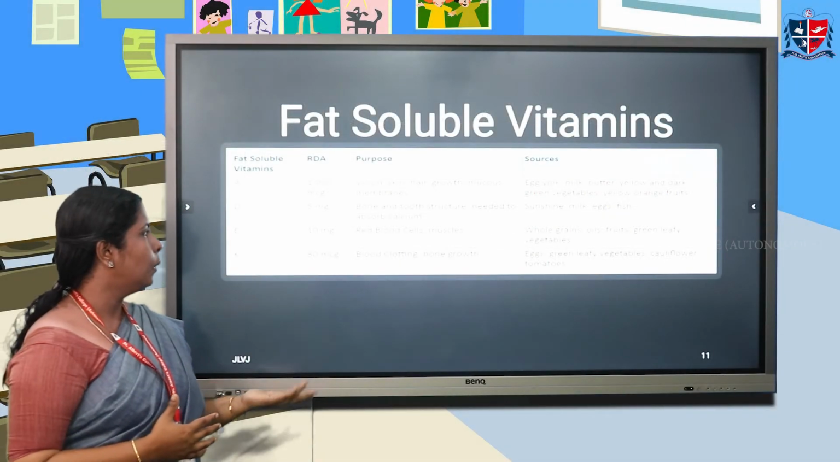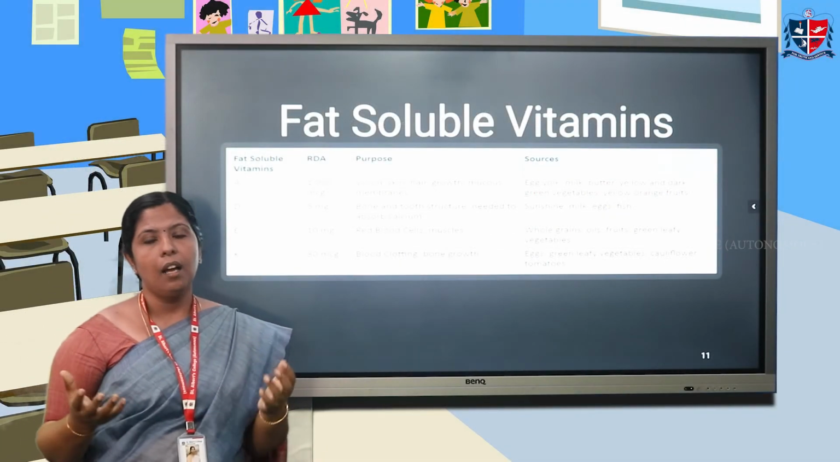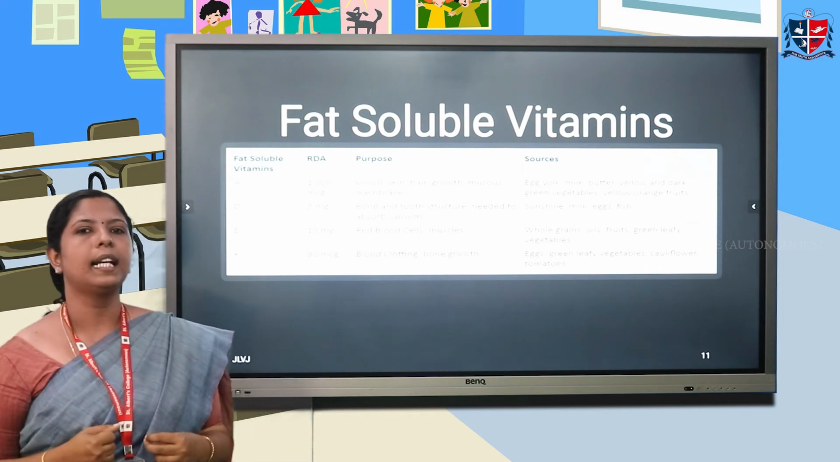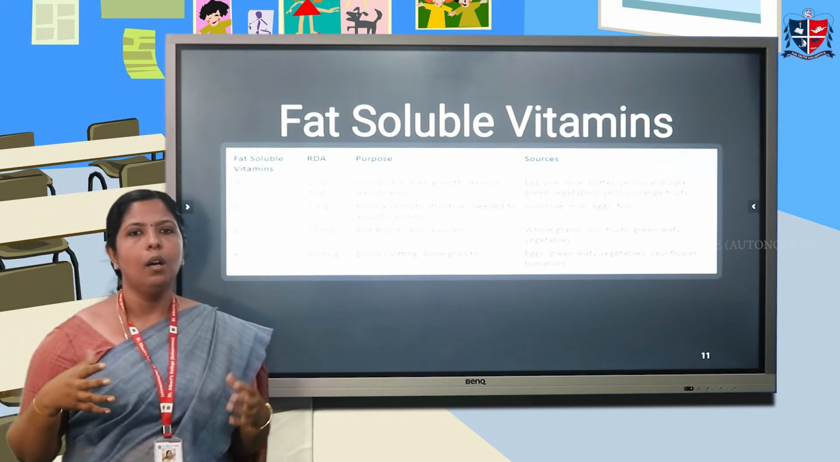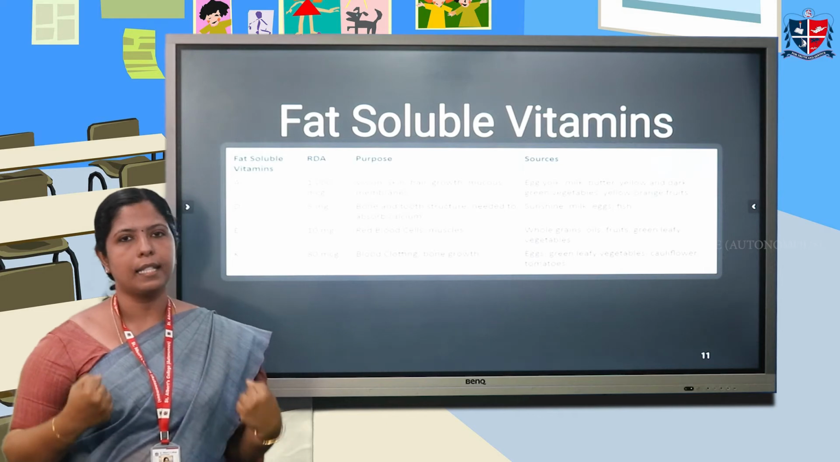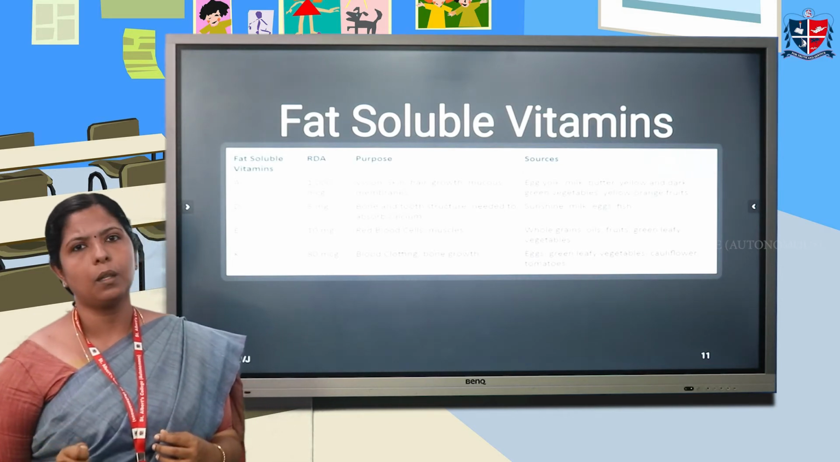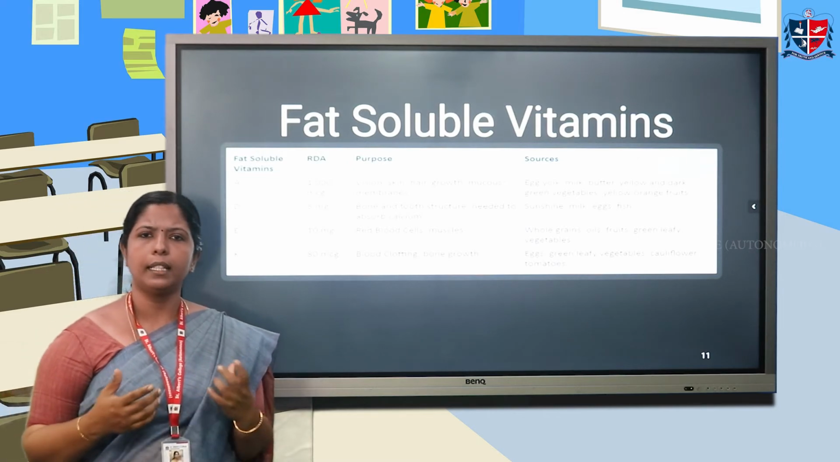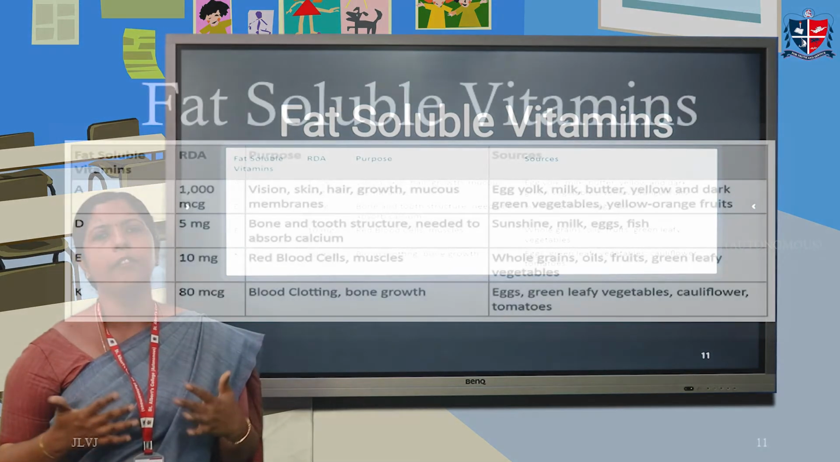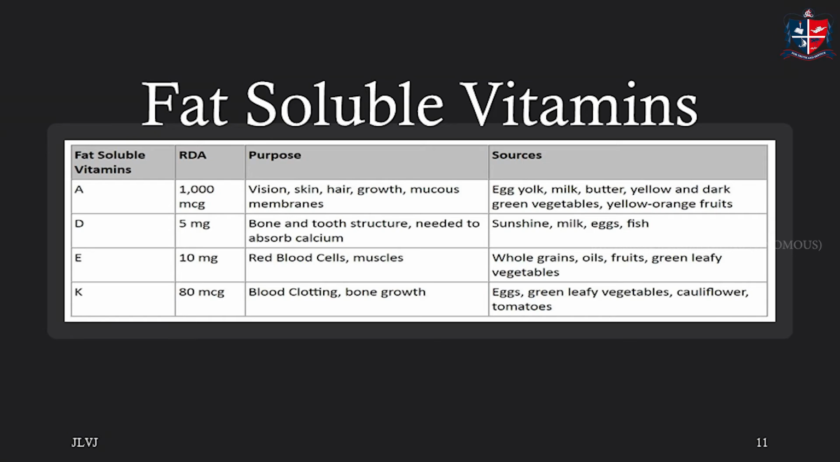And also vitamin D, as I said, requires sunlight for its activation. Calcium is also required. So vitamin D provides strength to our bones. And K is an important factor required in blood clotting, because if a cut is formed, generally the blood clots at a particular time and we get saved. But if vitamin K is lacking in our diet, that can lead to prolonged bleeding.